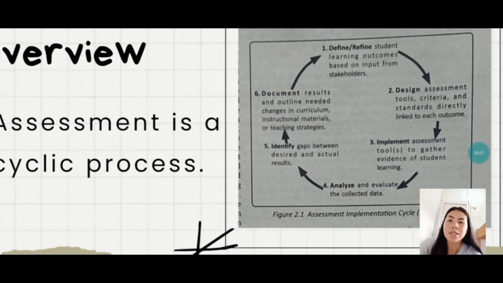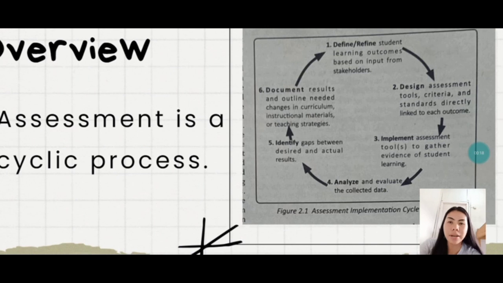So, the first one is define or refine the students' learning outcomes based on input from stakeholders. The second one is design assessment tools, criteria, and standards directly linked to each outcome. The third is implement the assessment tool or tools to gather evidence of student learning. The fourth is analyze and evaluate the collected data. The fifth is identify gaps between desired and actual results. The sixth is document results and outline needed changes in curriculum, instructional materials, or teaching strategies.